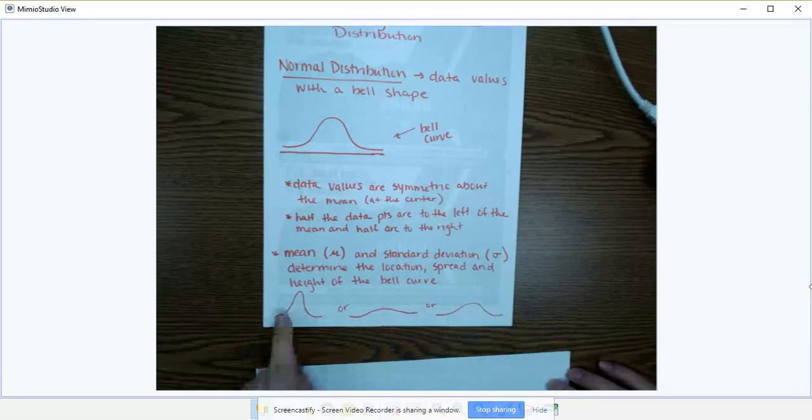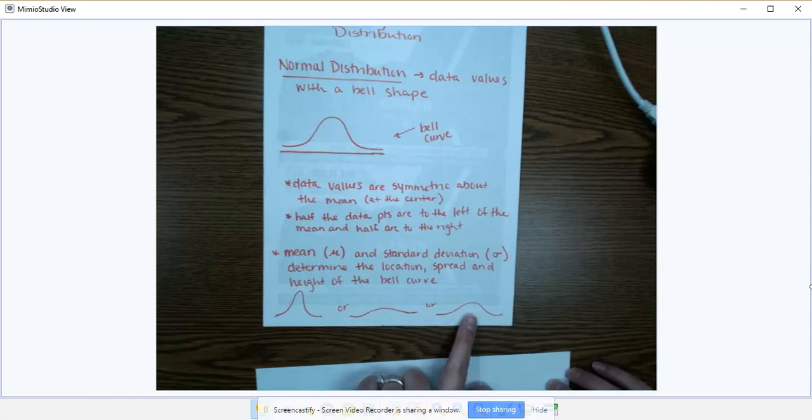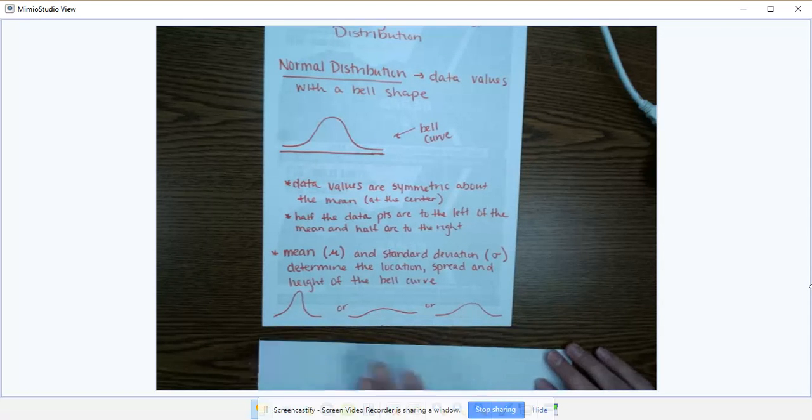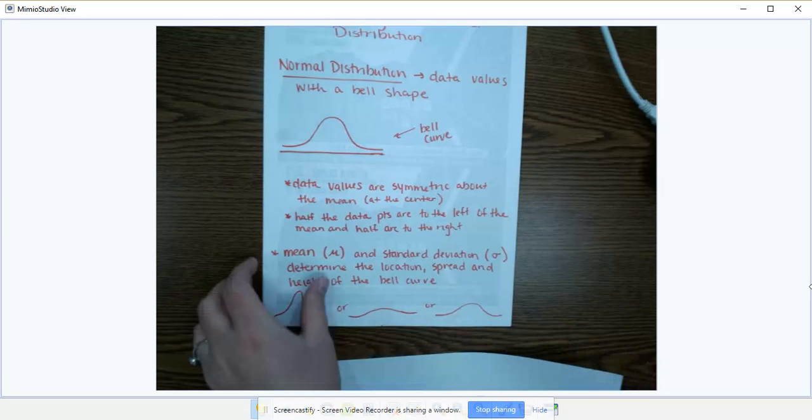Here are three different little bell curves. We could have a really steep bell curve, we could have a really, really drawn out bell curve, or just kind of an average height bell curve. All of those, though, would have the mean in the middle and represent data.